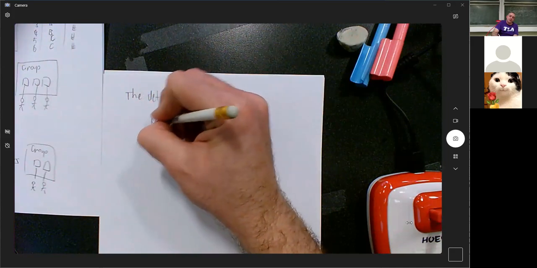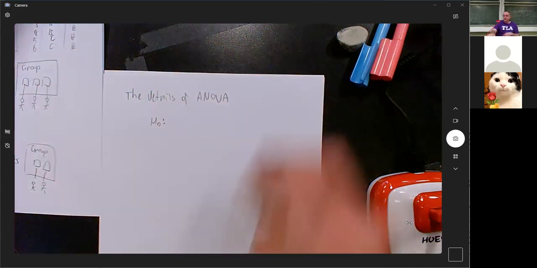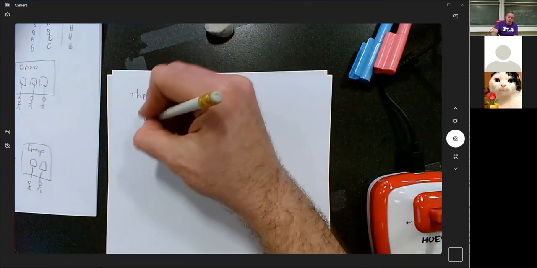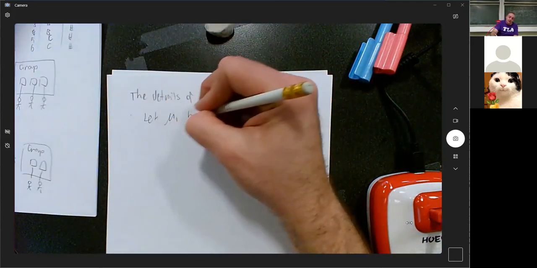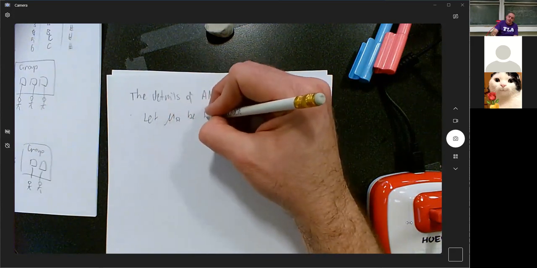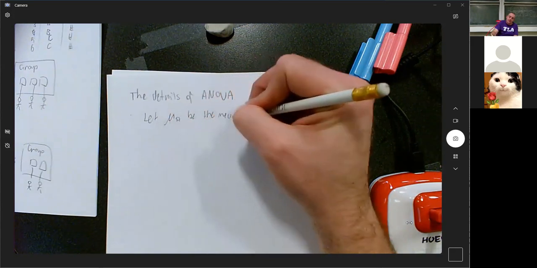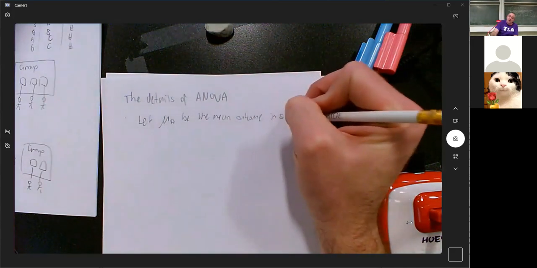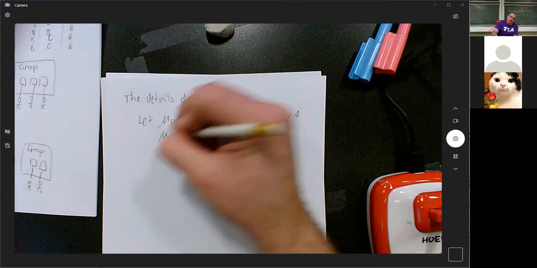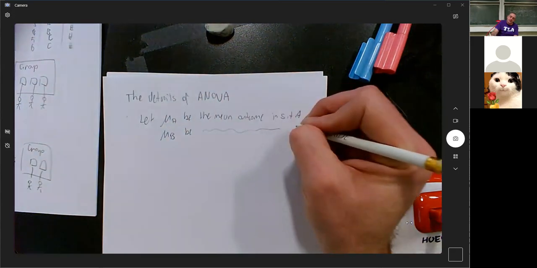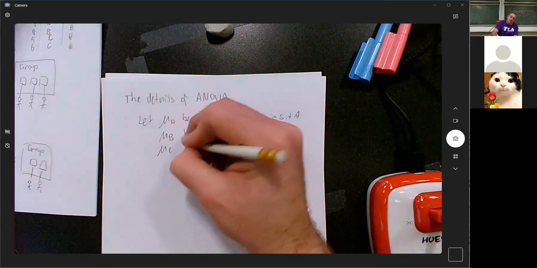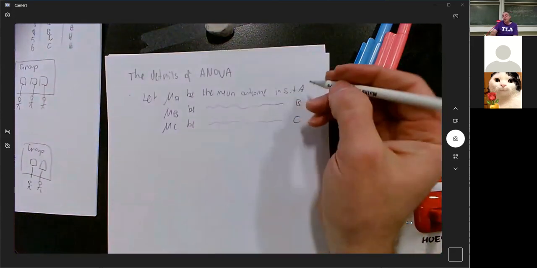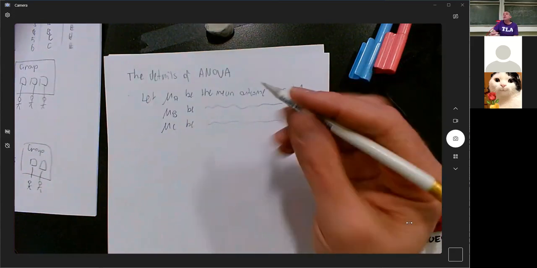So the null hypothesis is of the flavour: you always say something along the lines of, let mu A be the mean outcome, or whatever the number is, in situation A, and mu B be the mean in situation B, and mu C be the mean in situation C. And you can either call them group A, group B, group C, or whatever fits the context.